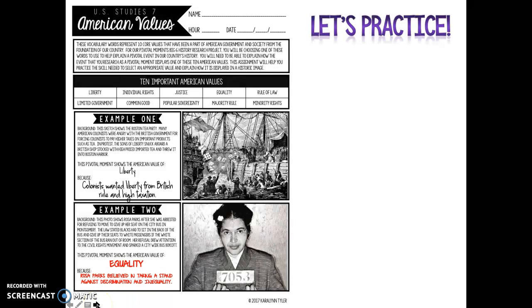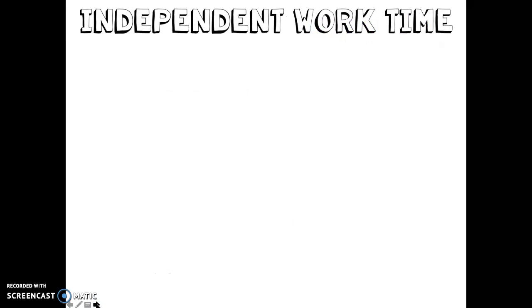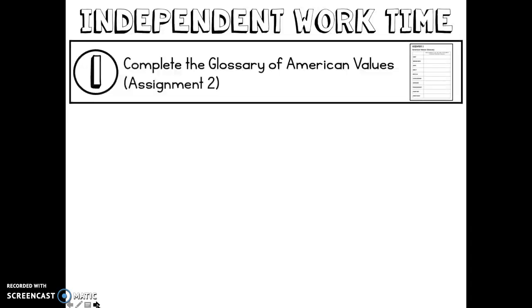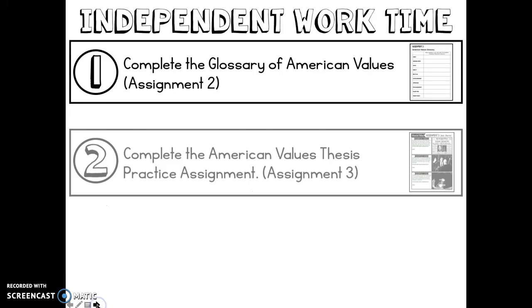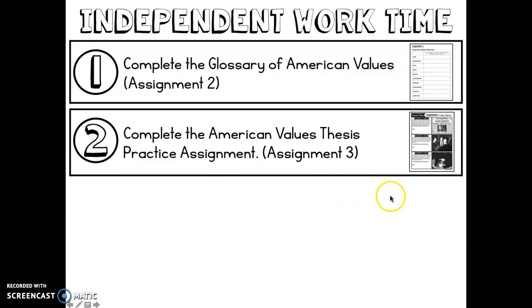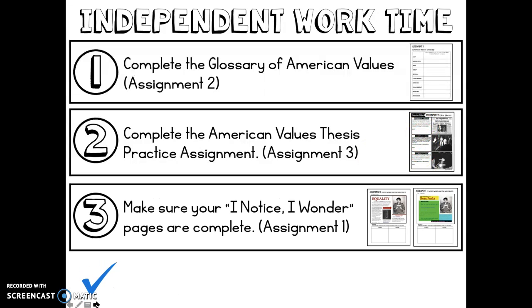Okay, so your assignment for tomorrow, as homework over the weekend, is to complete the rest of that. You need to make sure that your glossary of American values is completed. We did that together, so if you need to go back, make sure you click back and pause it. Okay, you need to also do this American Values Thesis practice assignment, doing the next 3 together on your own. Okay, and you need to make sure that day 1 assignment is completed.